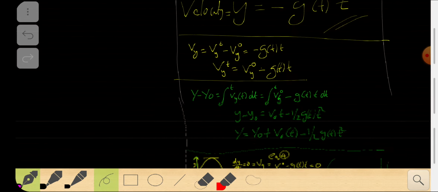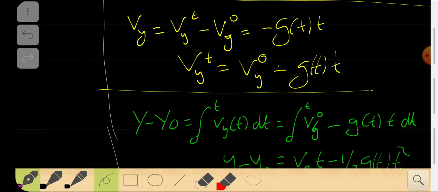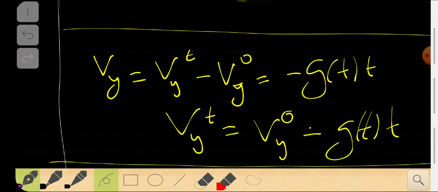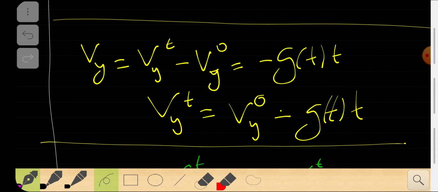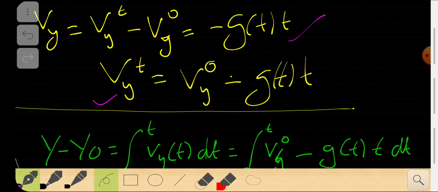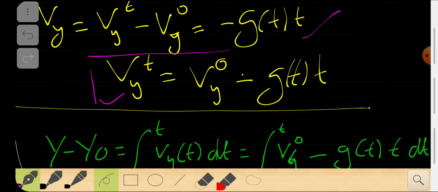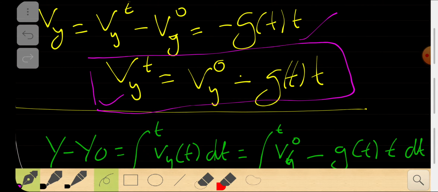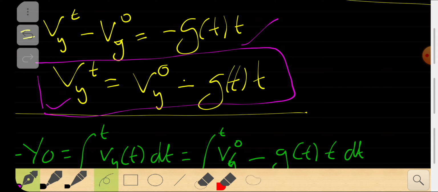Now we are going to rewrite that equation. In the y-axis, the velocity is vy of t minus vy of 0, which equals minus g times t. So vy of t, the final velocity, will be the initial velocity minus g times t. That's another equation, so we got the second equation. I had made a mistake earlier, that's why I've corrected it there. Now you can see that this is equation 2.